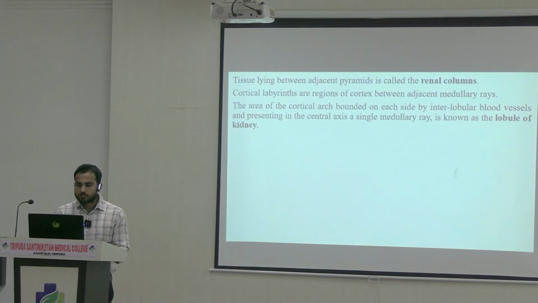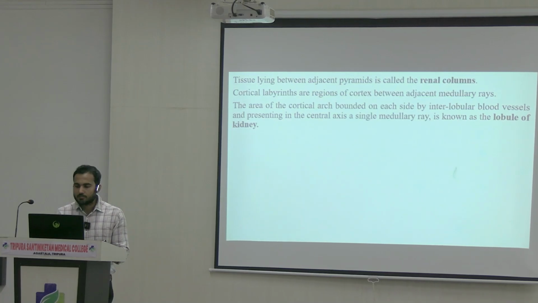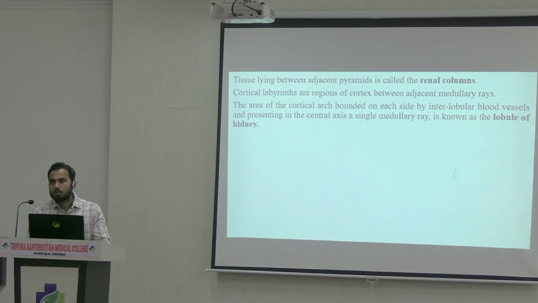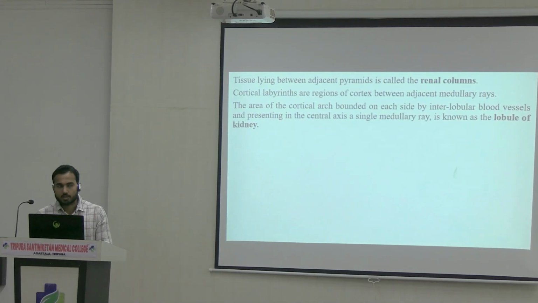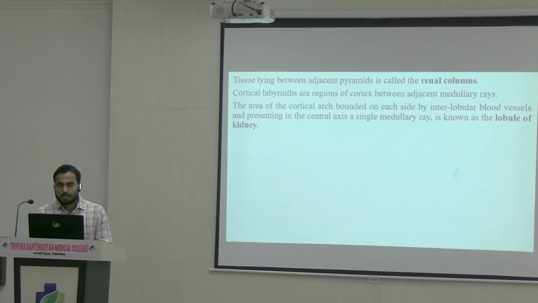Next, the tissue which is lying between the adjacent pyramids is called the renal column, as I just mentioned. Next, the cortical labyrinths are the region of the cortex between adjacent medullary rays. So between one medullary ray and another medullary ray, the regions present are called the cortical labyrinth.